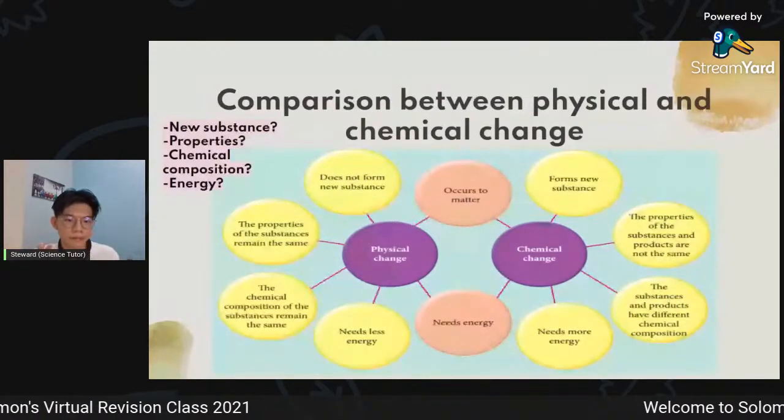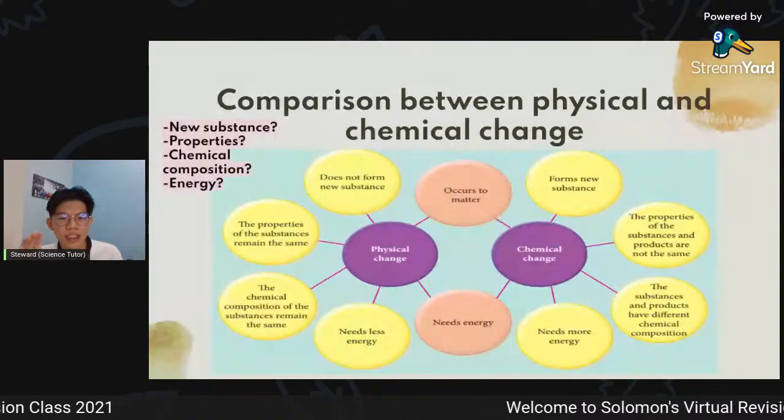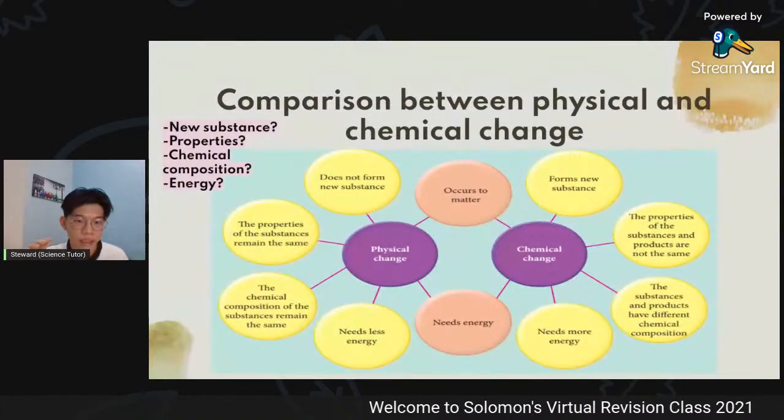Okay, so what about chemical composition? Chemical composition for physical change, right? Basically, it still remains the same.